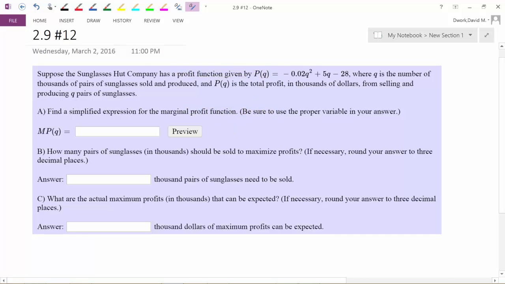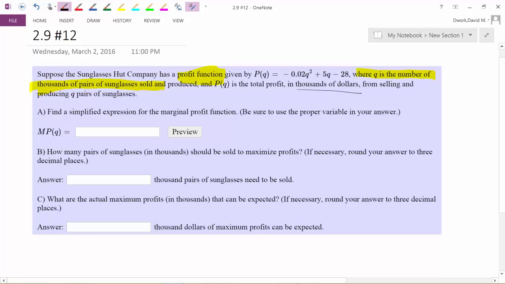So now on this problem, they are talking about a Sunglass Company that has a profit function. So it's important for us to understand what profit means. Again, this problem tells us that Q is the number of thousands of pairs of sunglasses sold. So if we put in Q equals 1, substitute that in, what does that actually mean? Well, it's not that they sold one pair of sunglasses. That would be 1,000 sunglasses. And P is the total profit in, again, thousands of dollars.